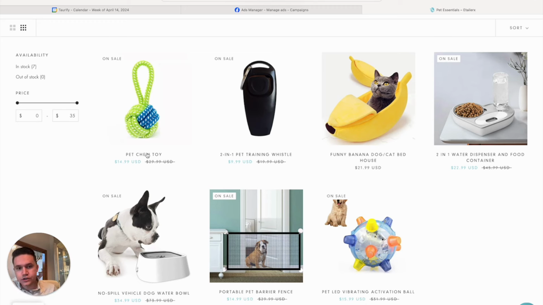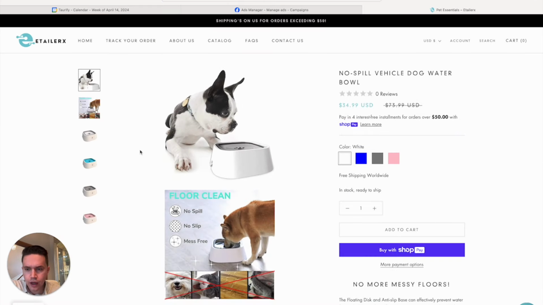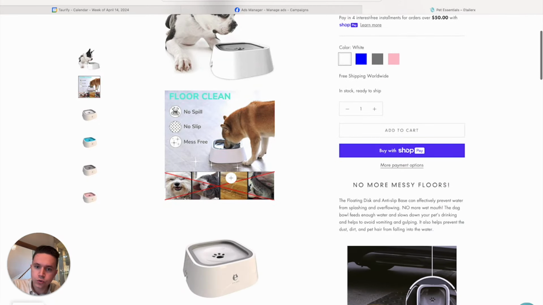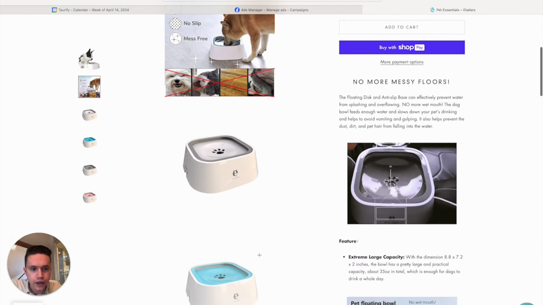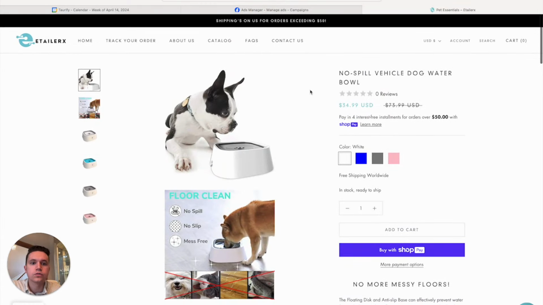So I definitely chose the higher end products on this list to start off with. One of them was this no spill dog bowl. I thought it was a cool product. There were some good creatives, and at $34.99 it's something that we can sell a couple times per day, and you know, really start to add up here.